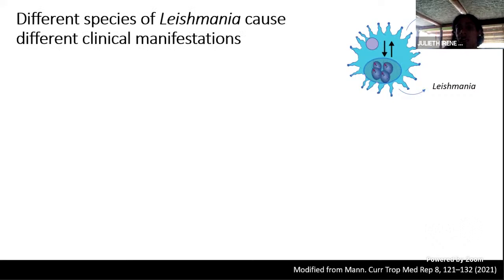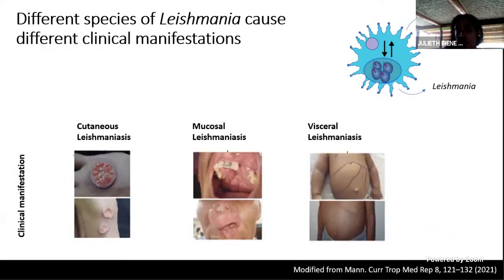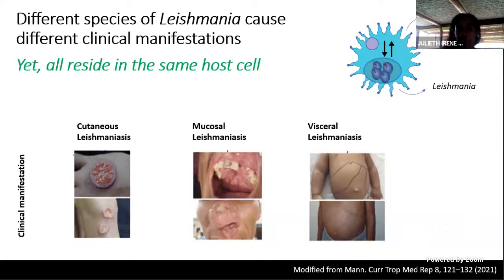So we know that Leishmania parasites are intracellular, and that the main host cell for them are the macrophages. There are different Leishmania species causing different clinical manifestations, such as the cutaneous, mucosal, and visceral Leishmaniasis, but yet all of them reside in the same cell type, the macrophage, the cell that is in charge of their elimination.